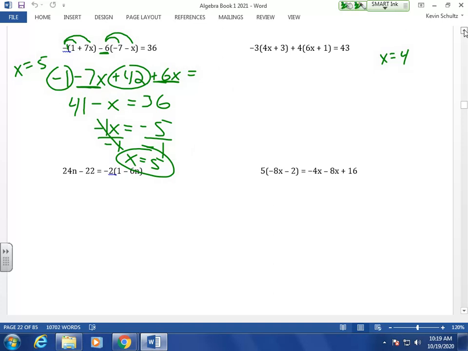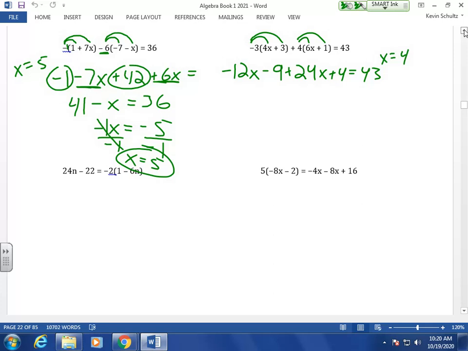Double distribution. Similar to what we had here. We're going to take this negative 3 and distribute to give us negative 12x minus 9. And then we're going to take that positive 4 and distribute into our second set of parentheses to give us positive 24x plus 4. So if you didn't get this far, then something happened with the distribution. Okay? If you've got this, and still got the wrong answer, then something happened in either combining like terms or the solving process, right? So kind of identify where the mistakes are being made here.